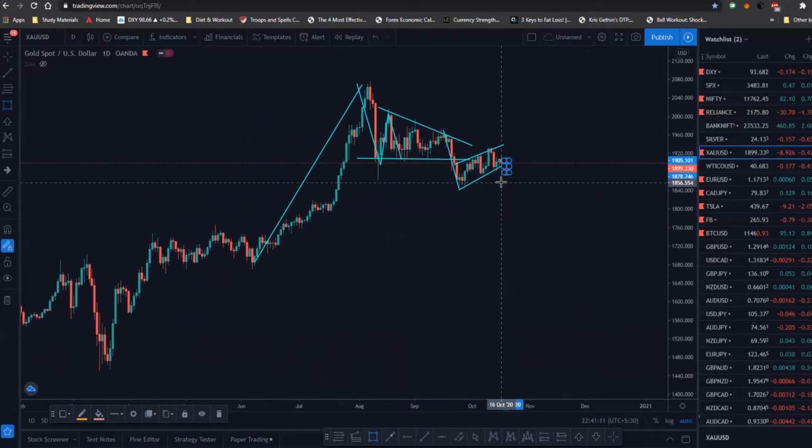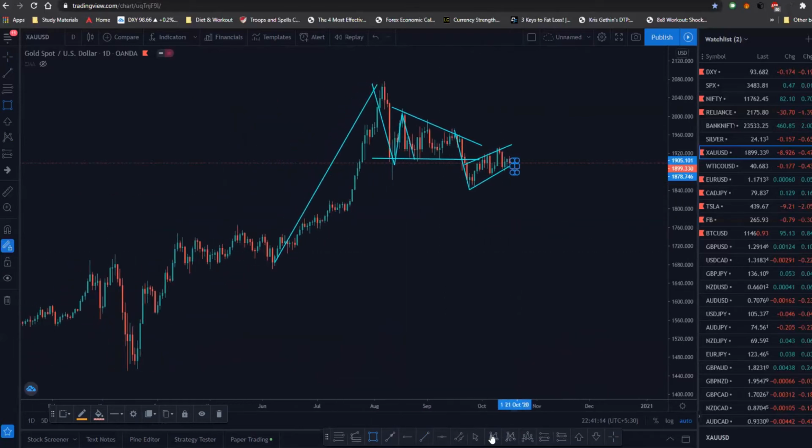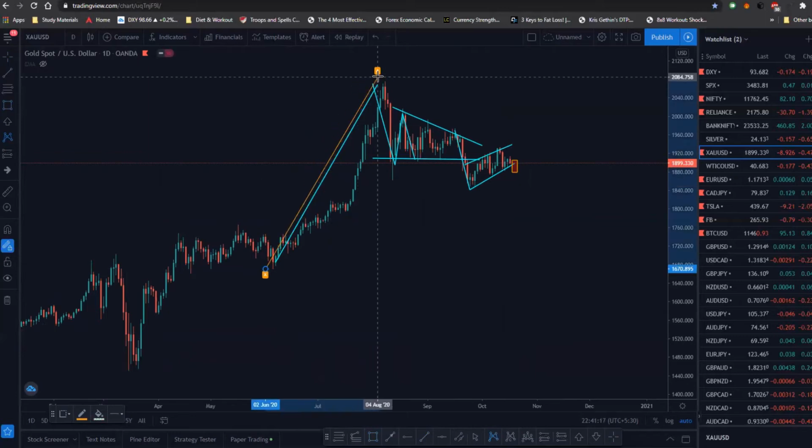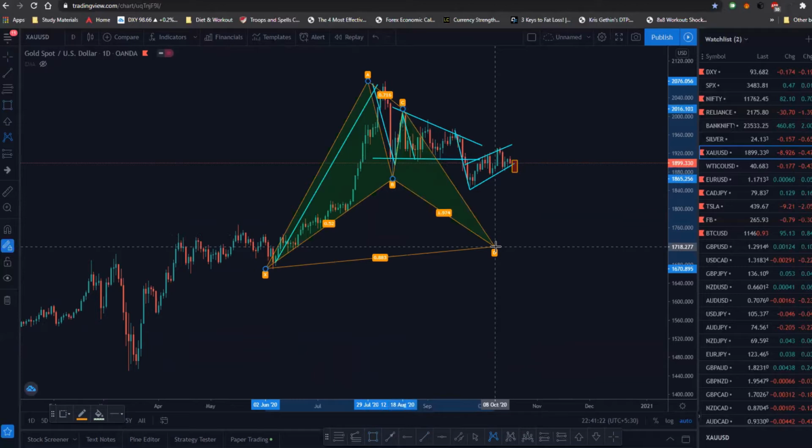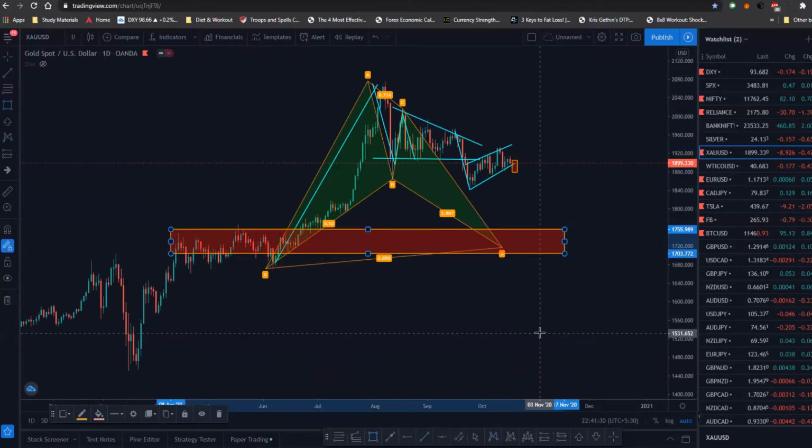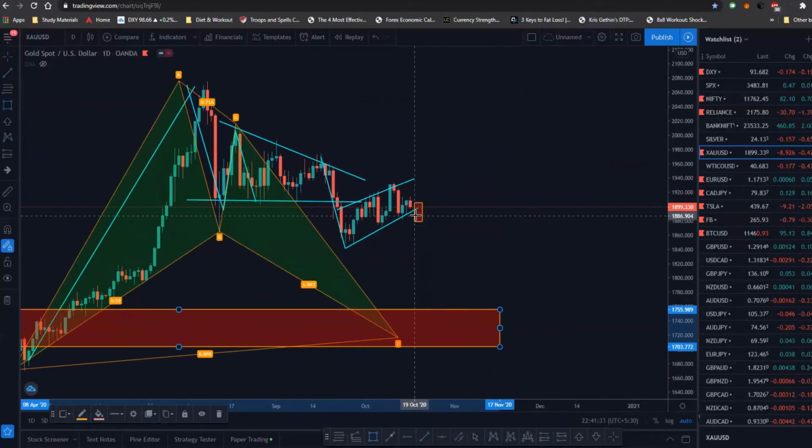Now if it breaks down, then we can have maybe a, what pattern it was, let me see, we have a bat pattern over here. All right, and look left, what do we have? Quite a lot of structure over there. So once we have a breakout of this structure, this flag pattern, then this will be my main target. You can go ahead and target till this 886, which is around 1716.84. All right, so that's with the gold.